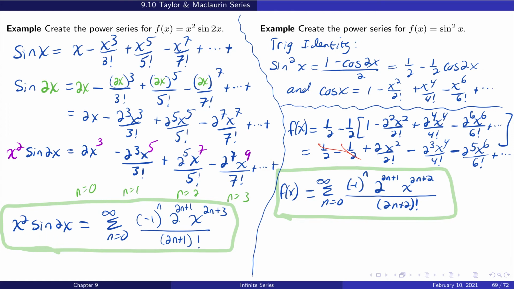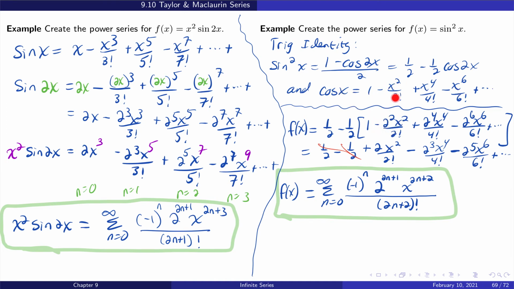Second example, for sine squared, you're going to use the trig identity that we used earlier, 1 minus cosine 2x over 2. And now, if I take both terms and divide by 2, I get that statement. And now I'm going to use our cosine expansion from the previous slide, 1 minus x squared over 2 factorial plus x to the 4th over 4 factorial, et cetera, for cosine. So I'm going to take 1/2 minus 1/2, and cosine, what was x is going to be replaced with 2x.